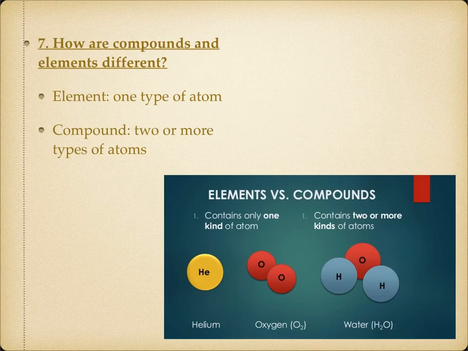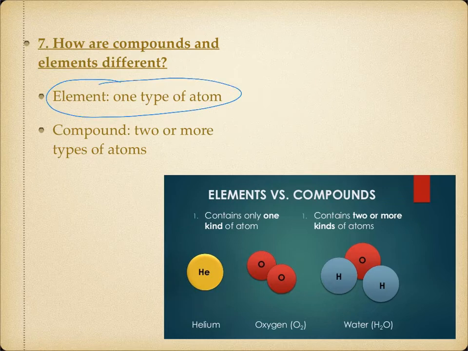Okay, number 7, how are compounds and elements different? So an element, remember, is a pure substance. So an element is going to be made up of only 1 type of atom. Now certain atoms will bond to each other. Like down here it shows oxygen gas is oxygen bonded to an oxygen. So pure substance, only 1 type of atom, it's an element.